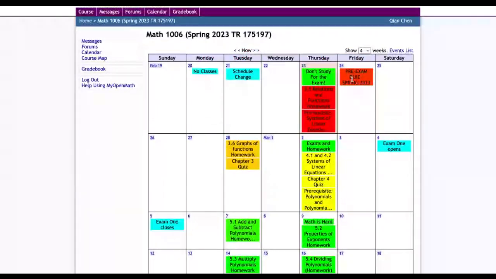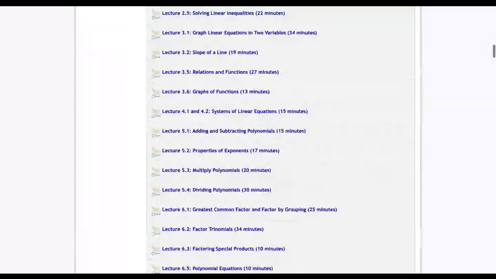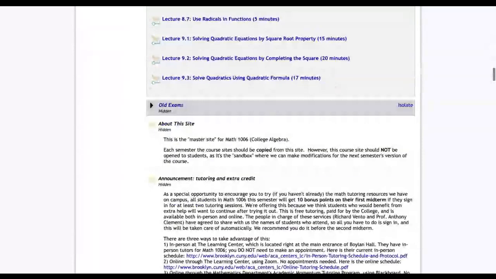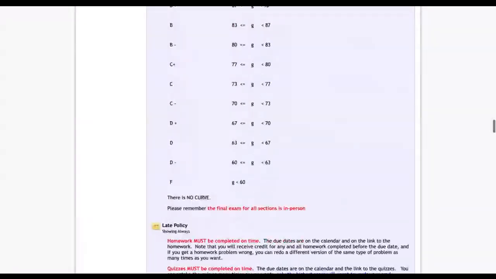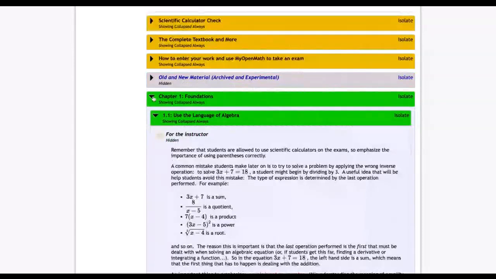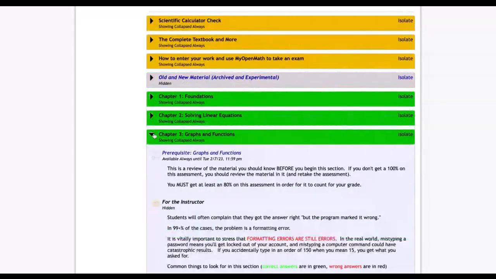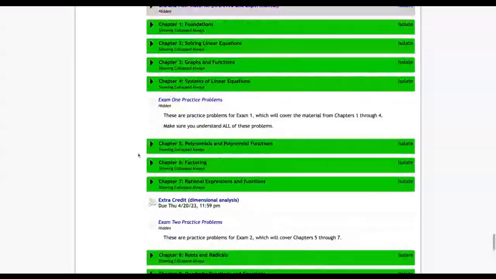Okay, the pre-exam quiz is due today, or maybe it's due. Yes, okay. Pre-quiz. Let's see, pre-exam quiz. Where is it? Okay, this exam 1 practice and pre-exam quiz. Where is the pre-exam quiz? Exam 1 practice problem.